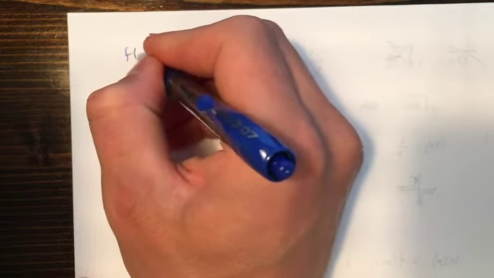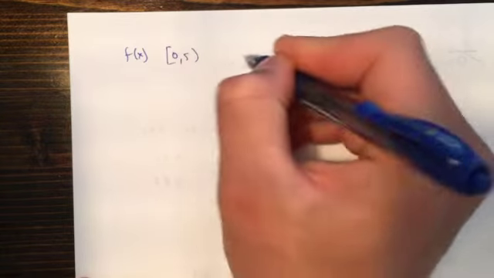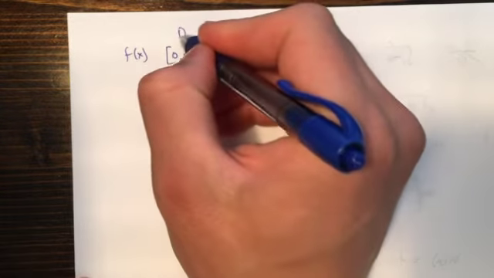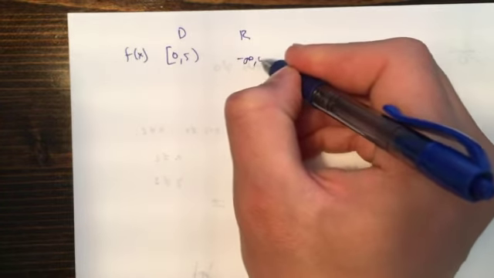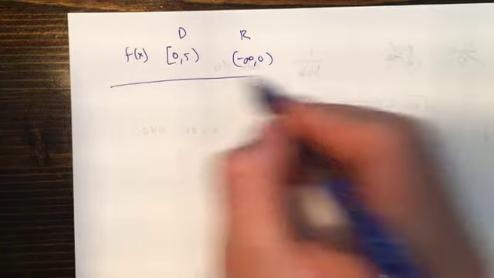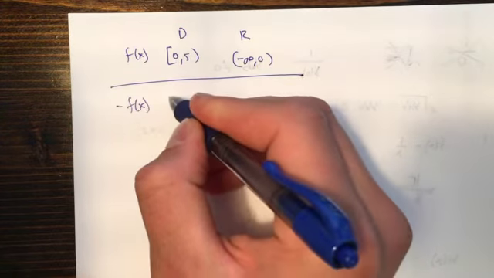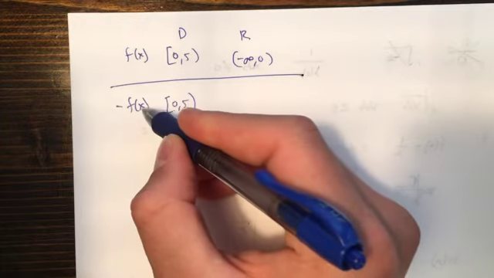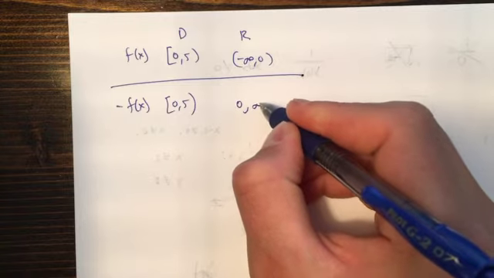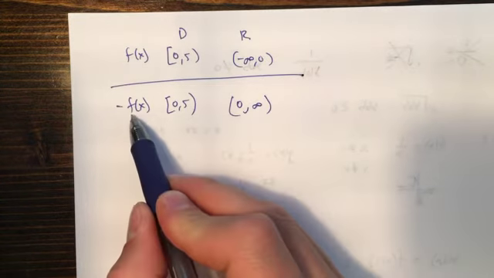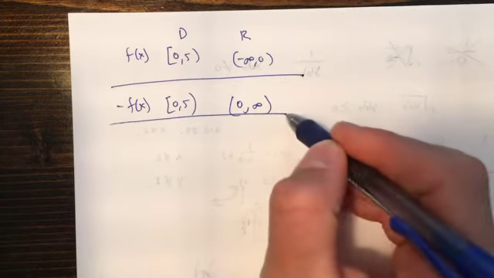Now, if the domain of some function f of x is 0 to 5, and the range is negative infinity to 0, then if we have negative f of x, the domain is the same because we can still plug in the same x values, but the range is now 0 to infinity because we made all of our negative numbers that we were getting out positive by putting a negative out front.